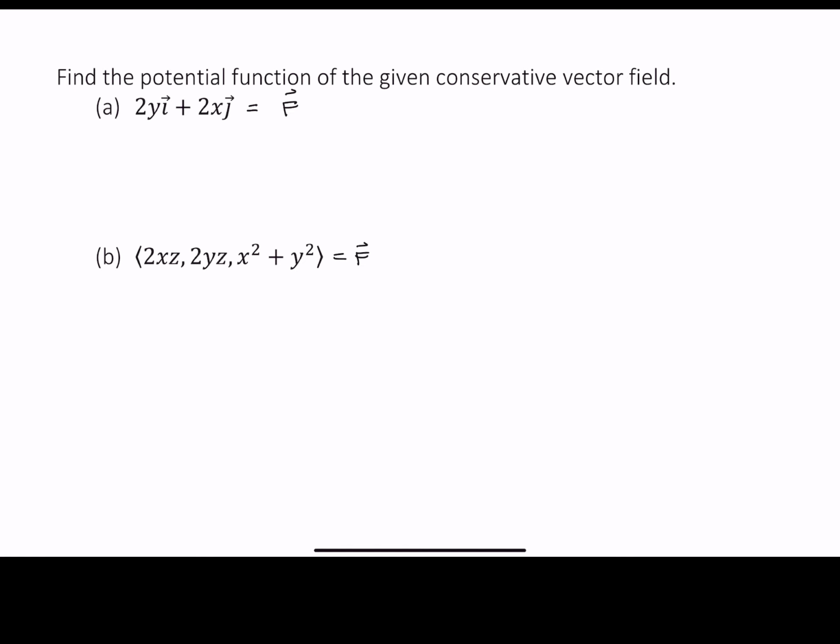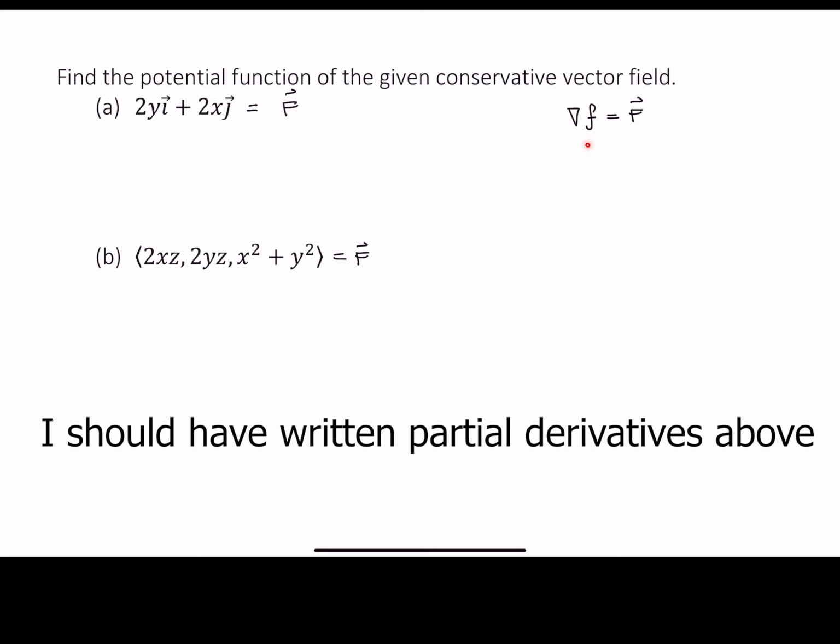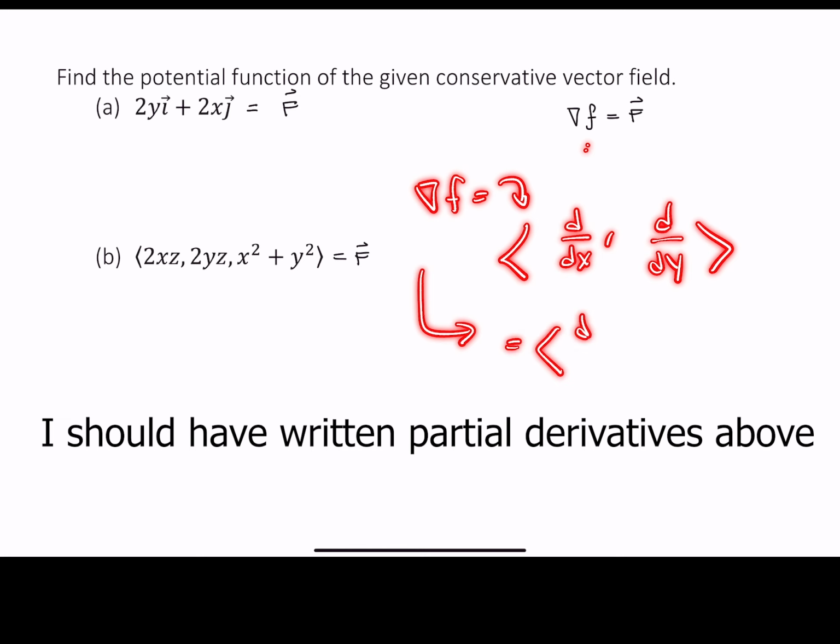And remember, a vector field is conservative if there exists some scalar function, f, such that the gradient of f is equal to the vector field. And remember, when you find the gradient, you take the derivative. So it'd be the derivative with respect to x and the derivative with respect to y in the 2D case. This would be the gradient of f. And in the 3D case, it would be d over dx, comma, d over dy, comma, d over dz.